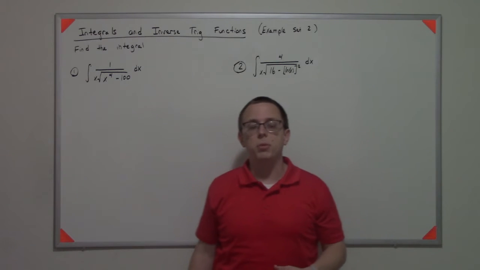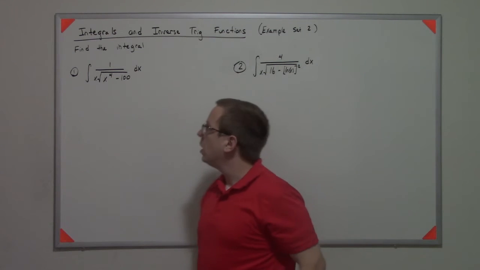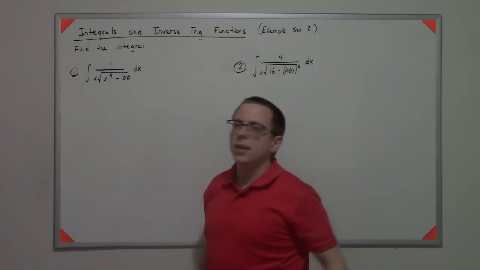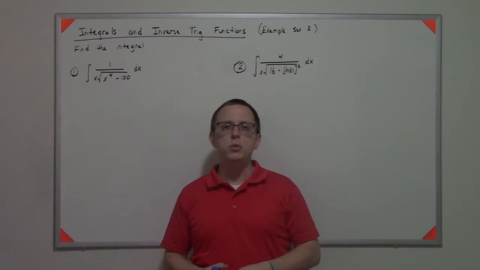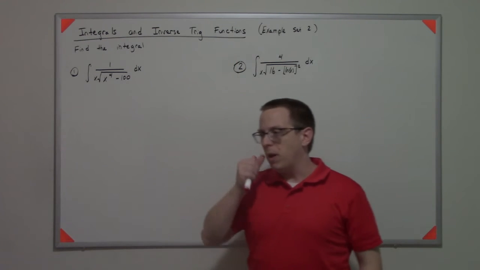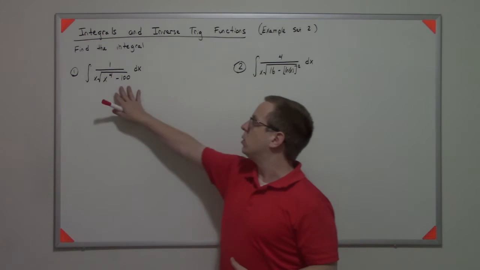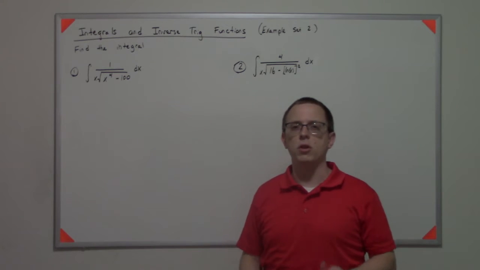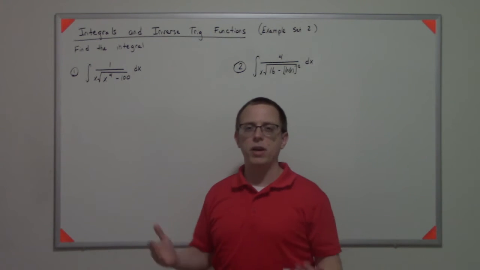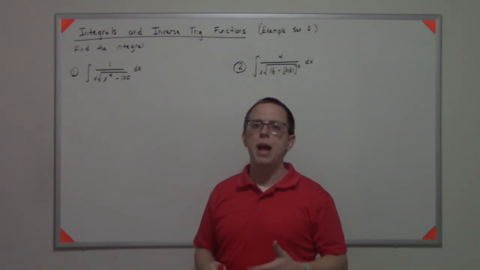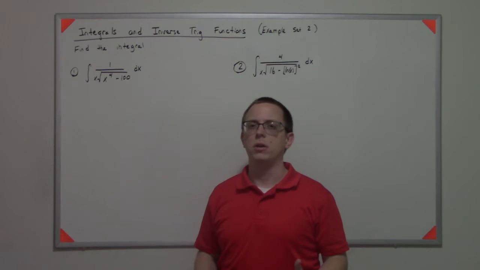Let's do two more examples for inverse trig functions and indefinite integrals. The first one is 1 over x times the square root of x to the fourth minus 100. Now this one's a little tricky because you might say to yourself, okay, this looks like an arcsecant, because an arcsecant has an x and an x squared minus 100, but I don't have x squared, I have x to the fourth. So what happens if I pick x squared to be u?